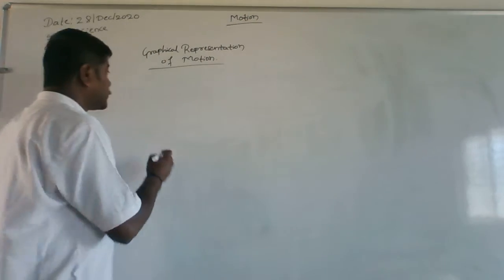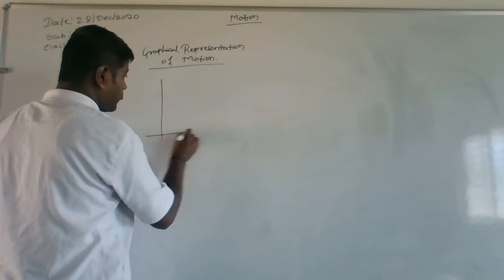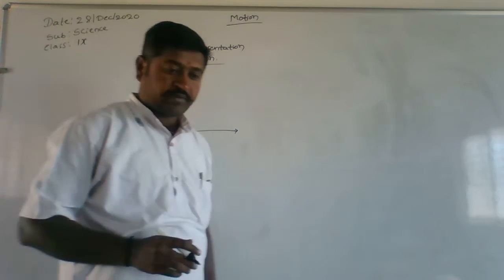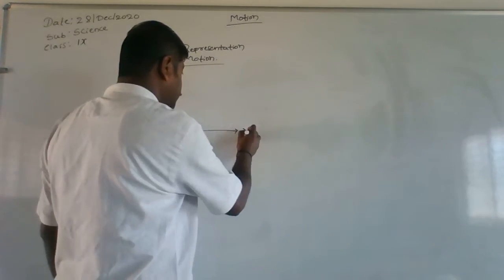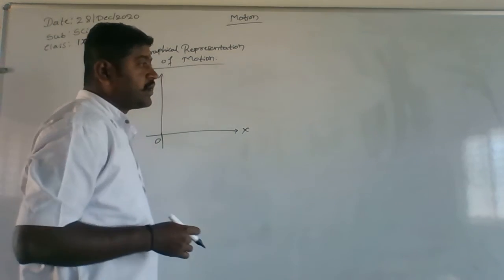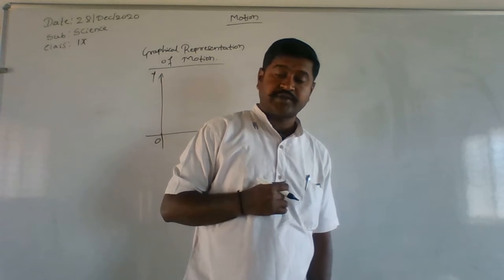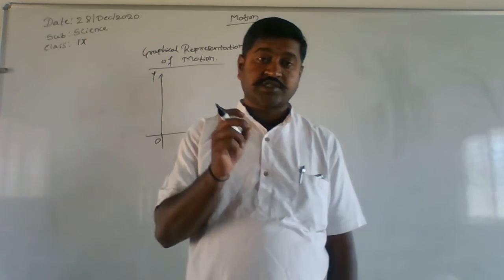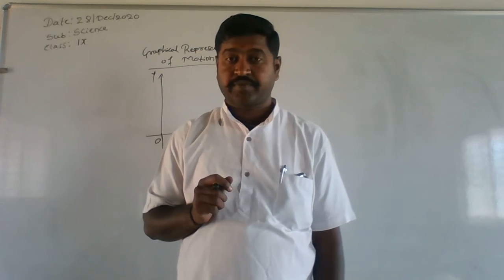For example, we have studied that we will have an x-axis and a y-axis, right? This will be the origin. And for uniform motion, what have we said? We have said that an object covers equal distances in equal intervals of time.